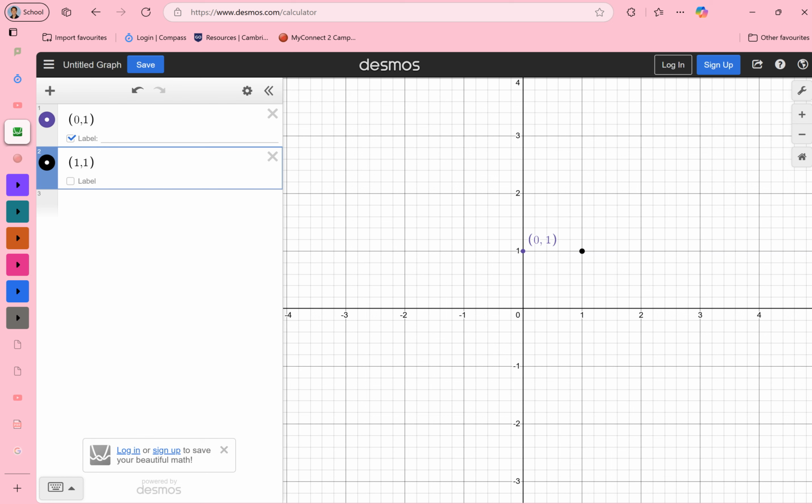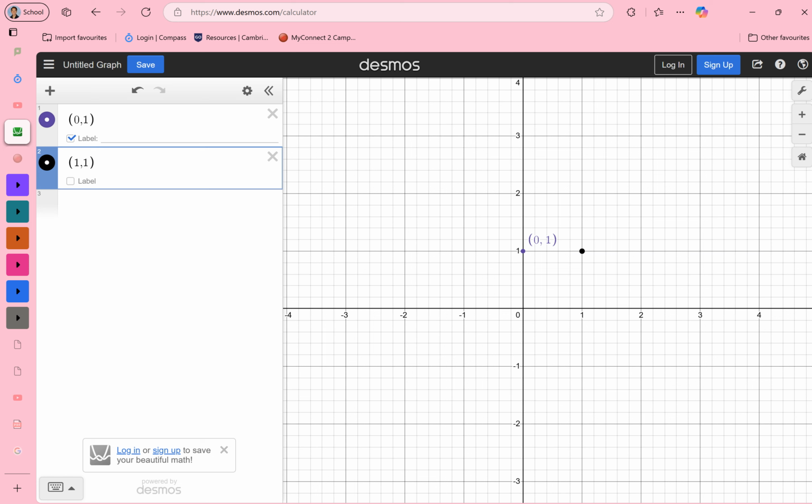Now if I asked you to find the gradient, this is what you would have done. y2 minus y1, so 1 take away 1 on the top, 0. Then x2 minus x1, so 1 take away 0, which is 1. So if you put rise over run, rise is 0, divided by 1. Now what's 0 divided by 1? That's why we call that a 0 gradient.